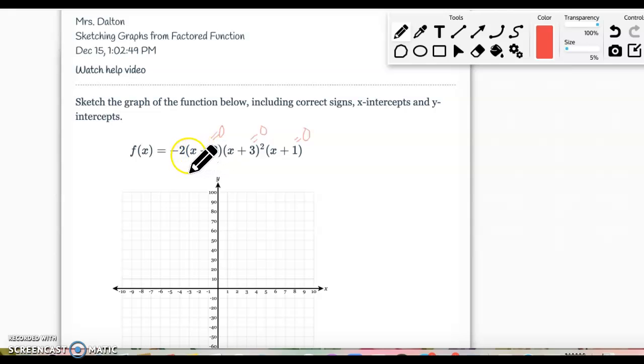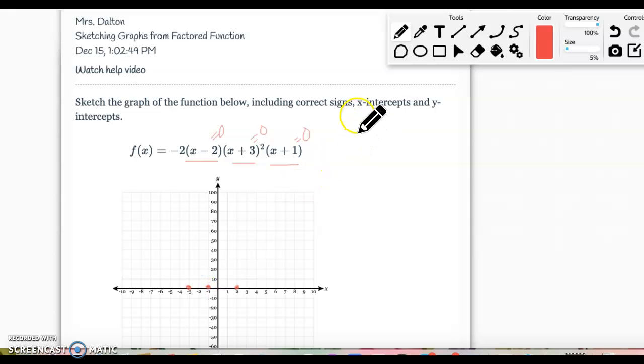Well, when I set this first one equal to 0, I would have to add 2 to the other side. So this would be at positive 2. So you're going to have an x-intercept at positive 2. The second factor, when I set that one equal to 0, you would subtract 3. So that's going to give you x equals negative 3. And so you'll have another x-intercept at negative 3. Then when you do x plus 1 equals 0, you'd have to subtract 1. And so that would give you a negative 1, and that would be your third x-intercept, or your third root.